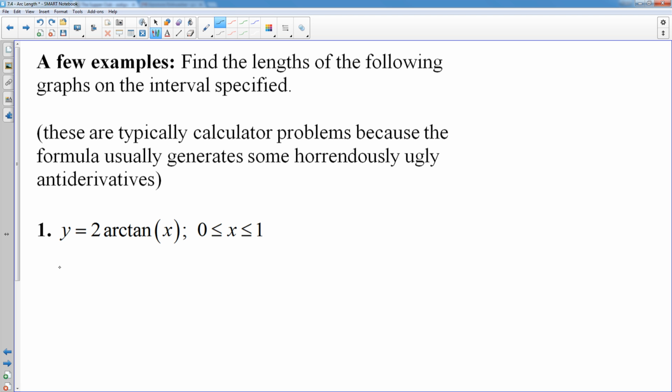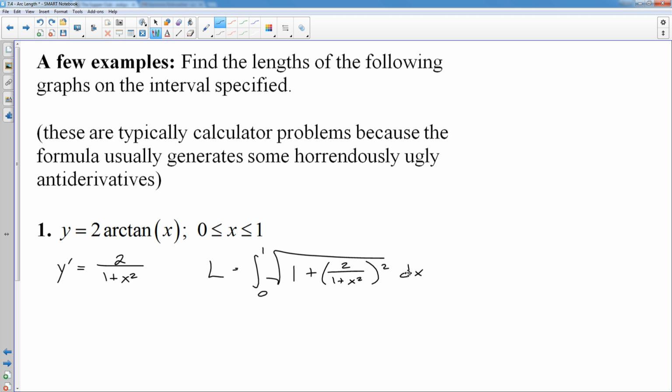Well, my arc length formula needs the derivative, so I'm going to find the derivative. Derivative of arc tangent x is 1 over 1 plus x squared, but this is 2 arc tan, so 2 over 1 plus x squared. And that means my arc length is going to be the integral from 0 to 1 of the square root of 1 plus that function squared, 2 over 1 plus x squared, dx. And then once you have that set up, we simply throw it in the calculator.